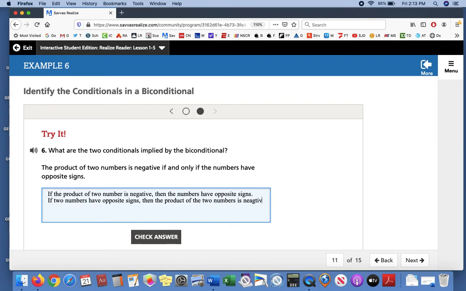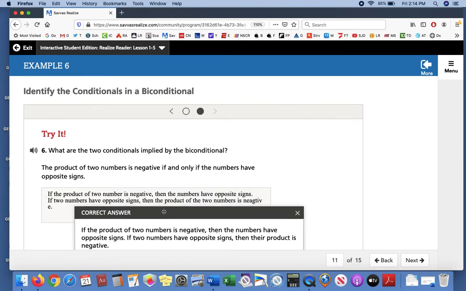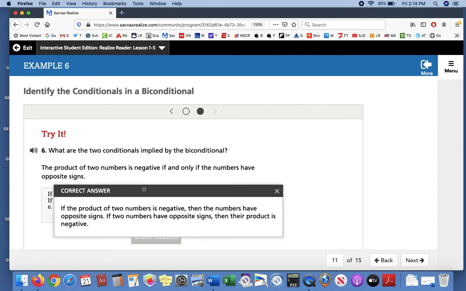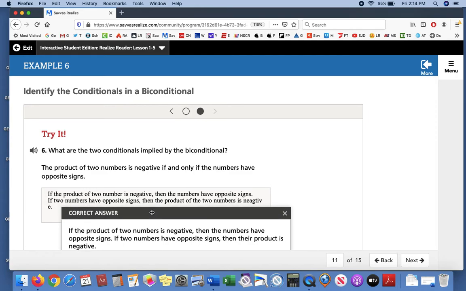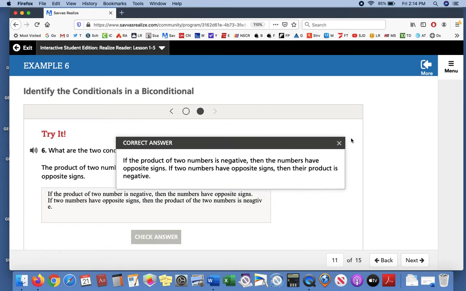Wow, why did it write it like that? That's weird. Speaking about a grammar lesson, the program chopped off the E. Anyways, their answer, if the product of two numbers is negative, then the numbers have opposite signs. If the two numbers have opposite signs, then their product is, oh, they wrote it, that's pretty good English. I wrote it out longer. But so there, remember, there's always a few ways you can write things.